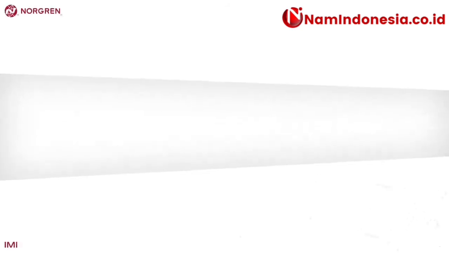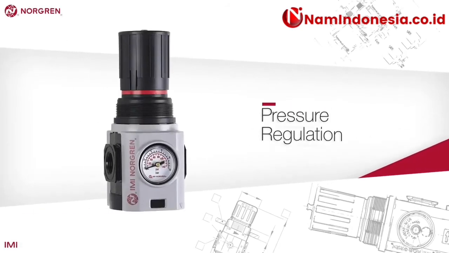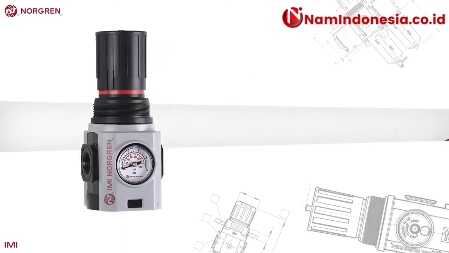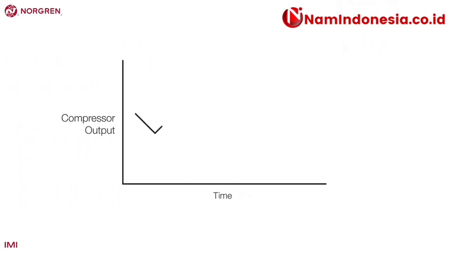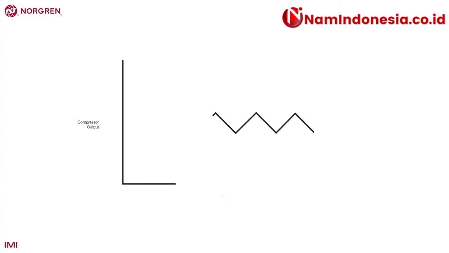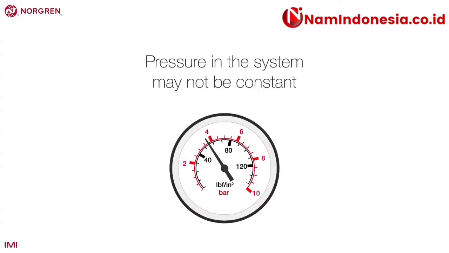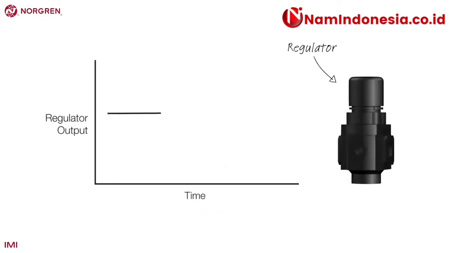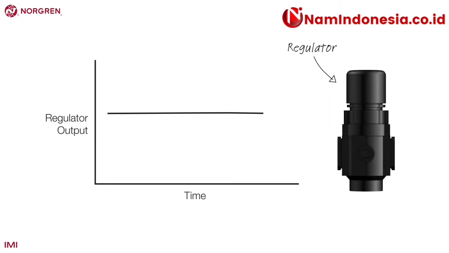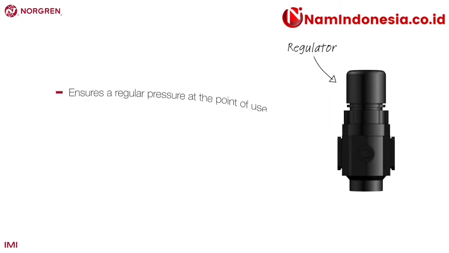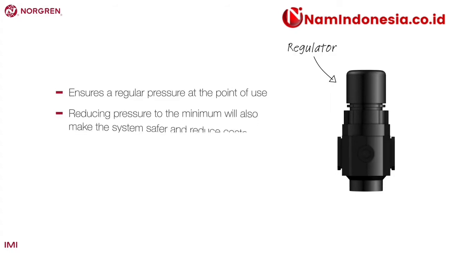The next stage in air preparation we'll learn about is pressure regulation. In many cases, a compressor will cut in and out as it fills an air receiver to the required pressure. This means that the pressure in the system may not be constant, which in itself can cause issues. In the first instance, a regulator smooths this problem and ensures a regular pressure at the point of use. Reducing pressure to the minimum required level will also make the system safer and reduce costs.